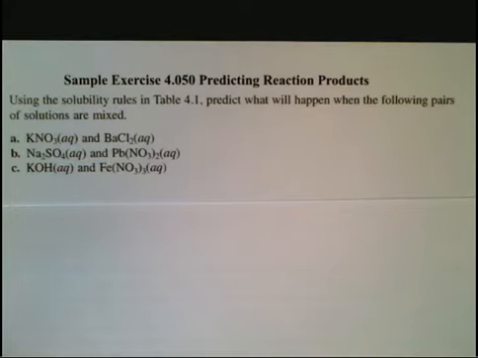All right, AP, this is sample exercise 4.050. We're predicting reaction products. Using the solubility rules in table 4.1, predict what will happen when the following pairs of solutions are mixed. You're going to do 3 different versions of this question. Go ahead and press pause now, because here comes the solution.